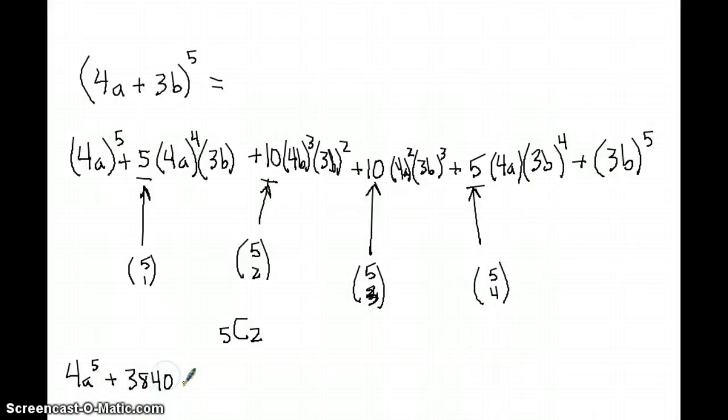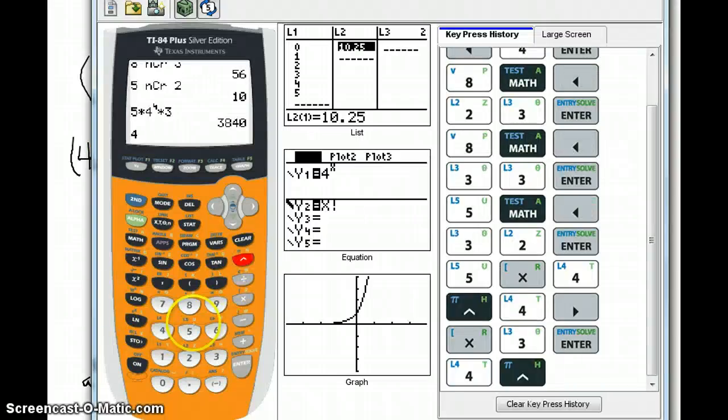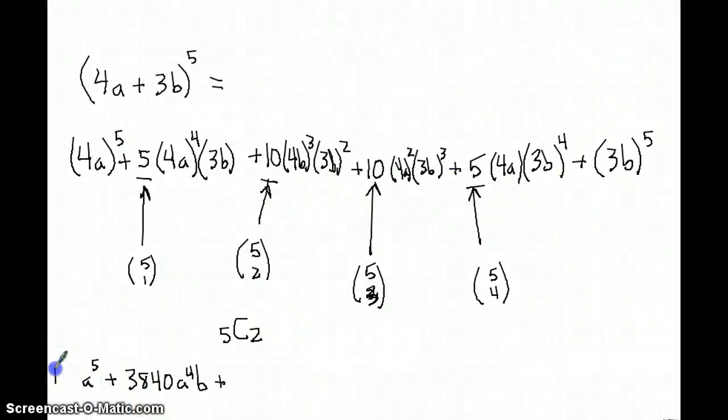3,840 a to the 4th b, plus, and then I'd go 10 times 4 cubed, etc. I really don't care to do that. However, this 38... oh wait, I didn't do 4a to the 5th correctly. Gosh. Slow down. All right. It's 4a to the 5th, which means I also have to take 4 to the 5th power in my coefficient, which is 1,024. This is actually 1,024.